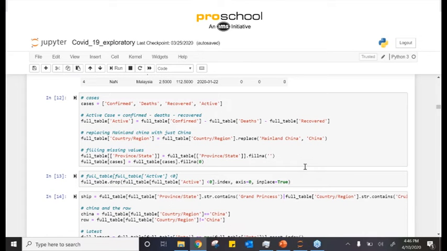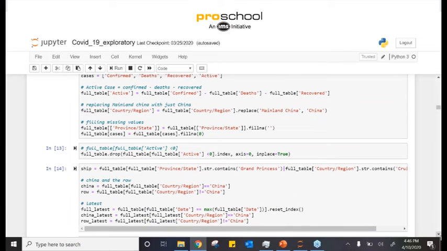Okay, then one more section that I'm much more interested in is not only confirmed, death and recovered, but also active. Active is nothing but the confirmed cases minus death and minus recovered. So if you subtract both the death and recovered cases from the confirmed cases, you will get the active cases. Also, they're using both mainland China and China, so I've just replaced mainland China with China. Sometimes the province states are NA most of the time, and I don't want to see NA, so I just replaced it with a space.